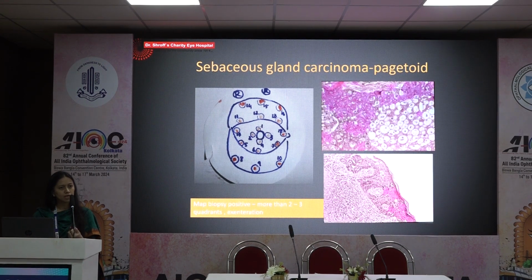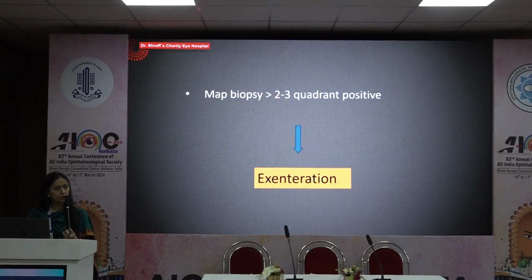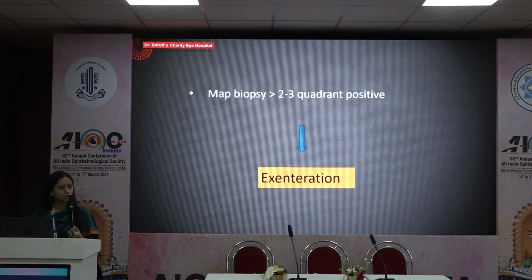Because depending on the extent of the conjunctival involvement, we are going to decide what treatment we are going to offer to the patient. So if the MAP biopsy is positive for say more than 2 to 3 quadrants, we know that we won't be able to excise this lesion and make a functional ocular surface. So in those situations, many a time these are the patients who go for exenteration also.